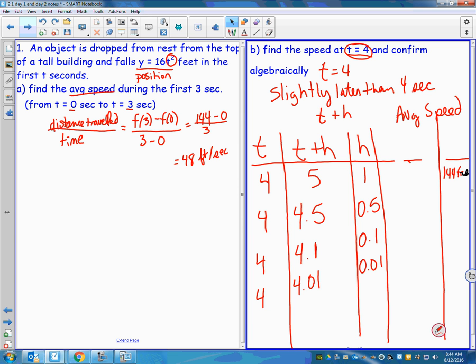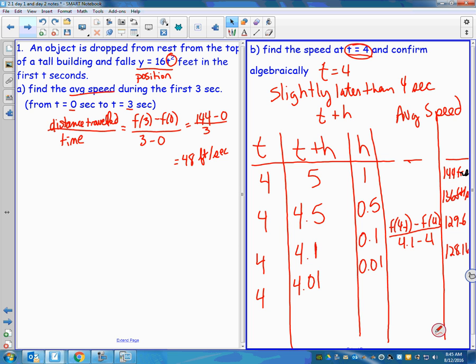I wish we had 130. So with 4.1, I got 129.6. Did you get that? Did you do the other one already? 4.01, what did you get? 128. 128.16.